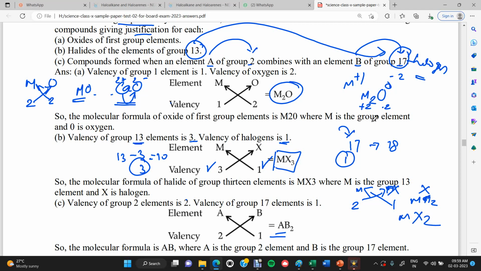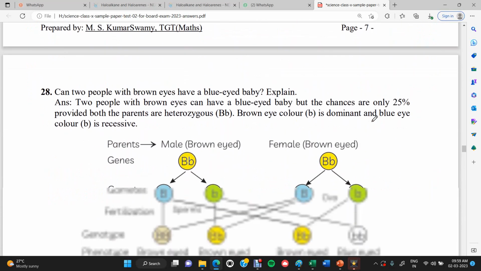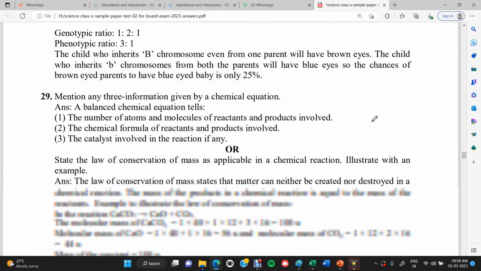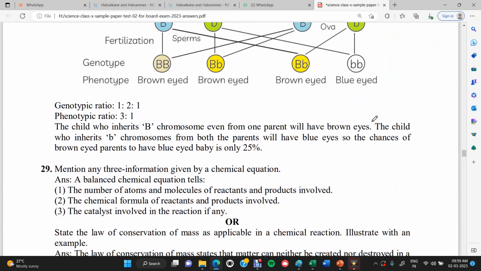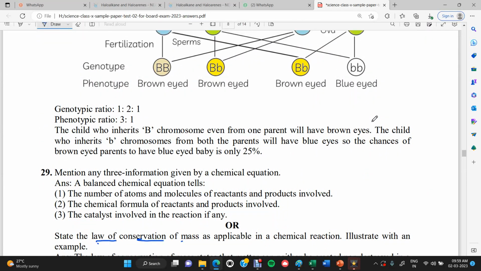This carries 3 marks. Okay. These are all biologists. Yes. State the law of conservation of mass. Oh, it's there. Okay, welcome.